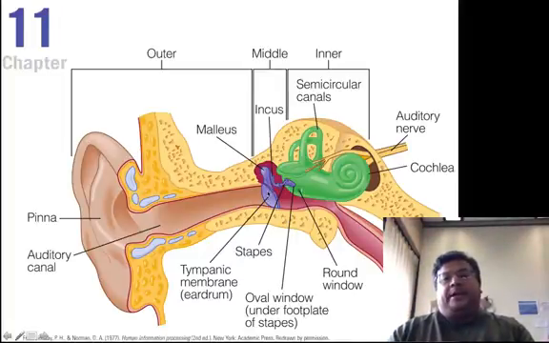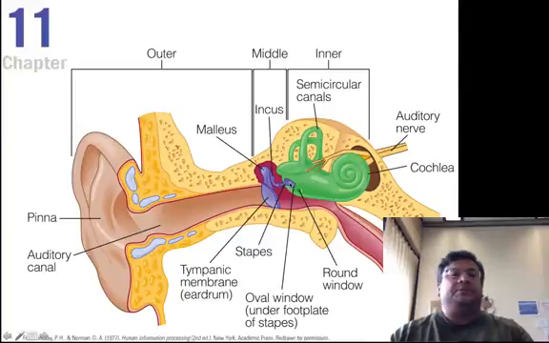But the tympanic membrane has attached to the back of it the malleus, which is a Latin term meaning hammer, and it's a tiny little bone that vibrates along with the tympanic membrane. That vibration of the malleus is picked up by another tiny bone called the incus, which is Latin for anvil. And the incus is connected to another tiny bone called the stapes, which is Latin for stirrup, like on a horse saddle. So the sound vibrations cause the tympanic membrane, the malleus, incus, and stapes to vibrate.